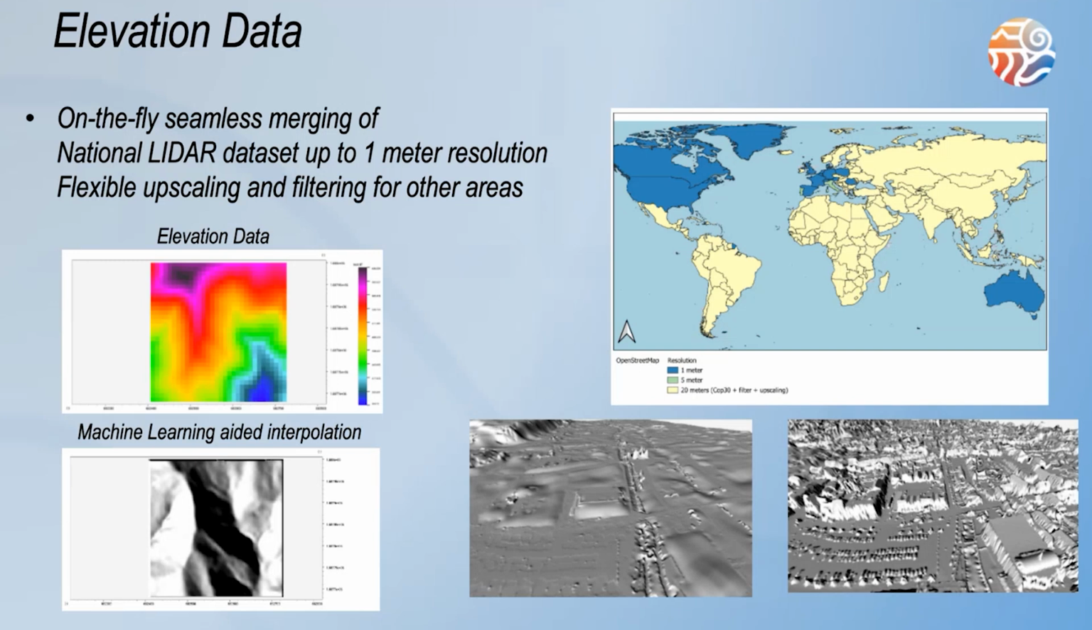Now we merge Copernicus 30 with this LiDAR data where we have it available. This shows the countries where we have those available at higher resolutions, and they're used just out of the box for the user. And then we do some filtering on areas where relevant as well to get out buildings and vegetation.